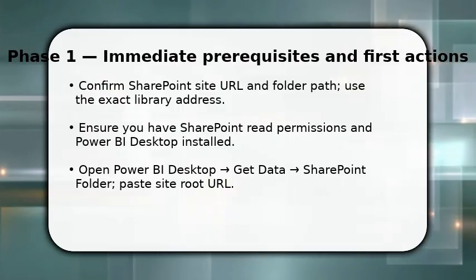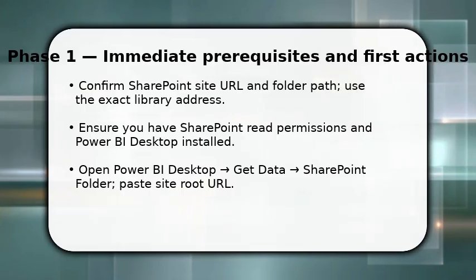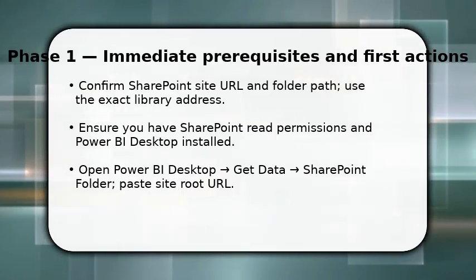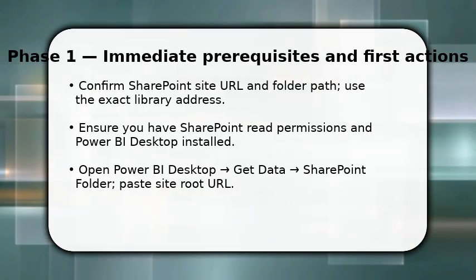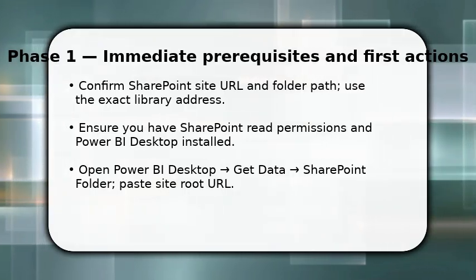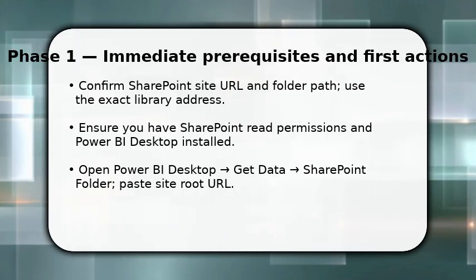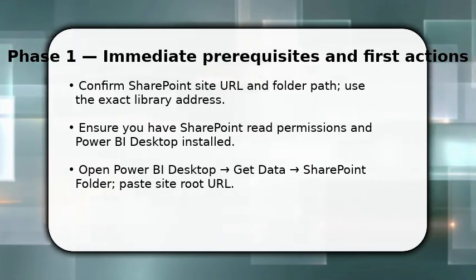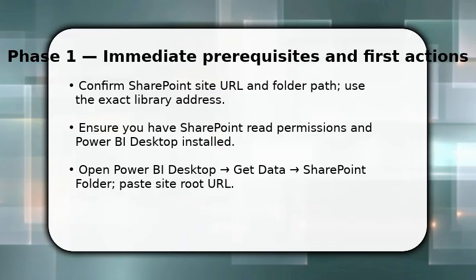You start by confirming prerequisites and then take the first actionable step. Make sure you have the SharePoint site URL and read permission. This matters for authentication. Open Power BI Desktop now, choose Get Data and pick SharePoint folder. Paste the site route, not a file path, then click Connect.